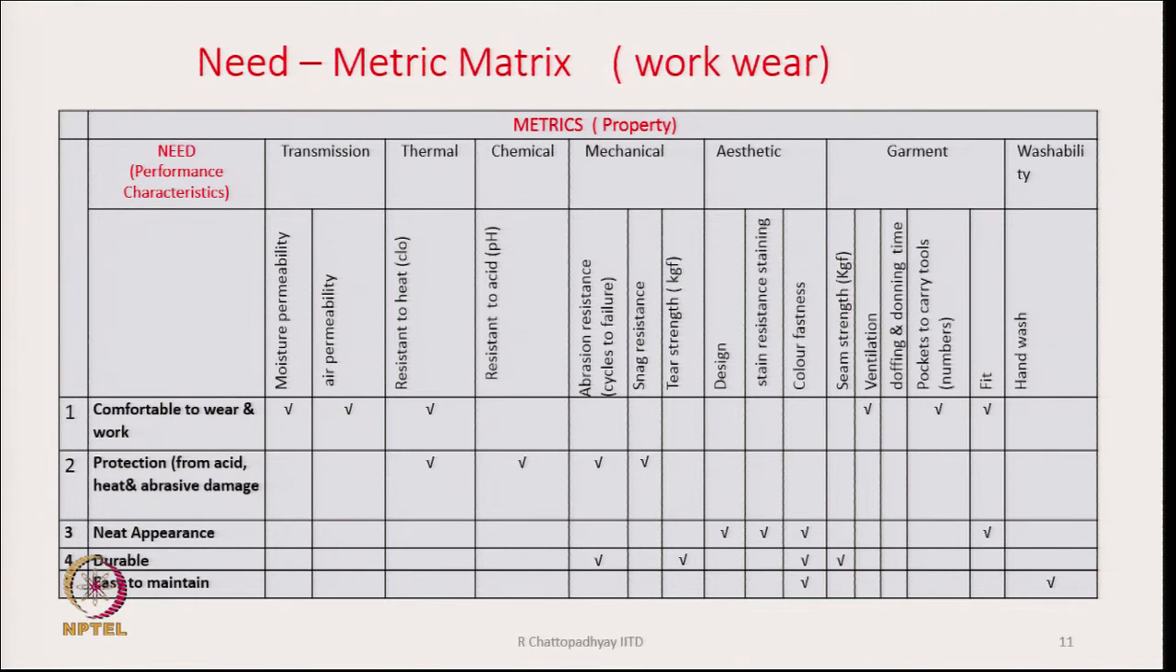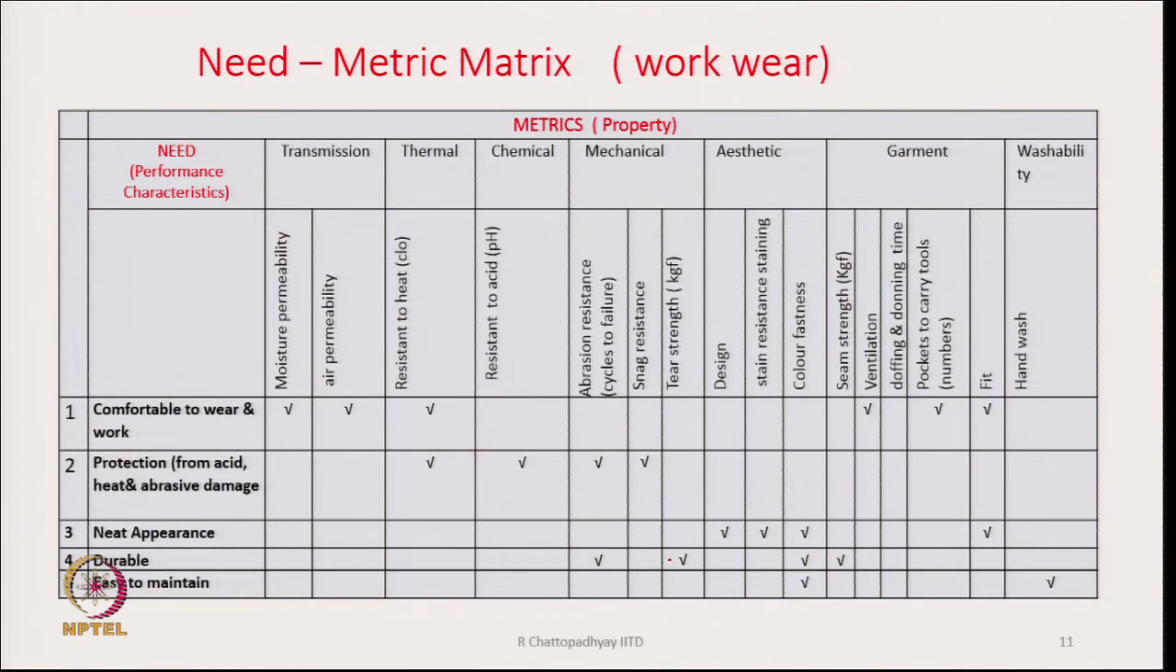So, the tick is there under abrasion resistance. Then there is a tick under tear strength of the fabric; these are the mechanical properties. Obviously, air permeability or moisture permeability has nothing to do with durability. So, therefore, you cannot have a tick under transmission property of the fabric.